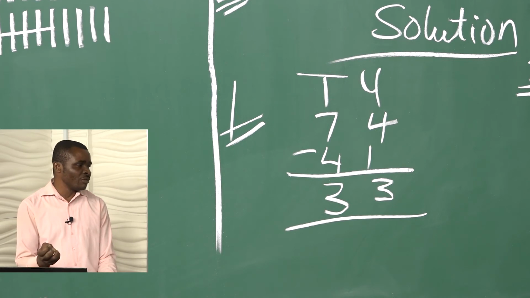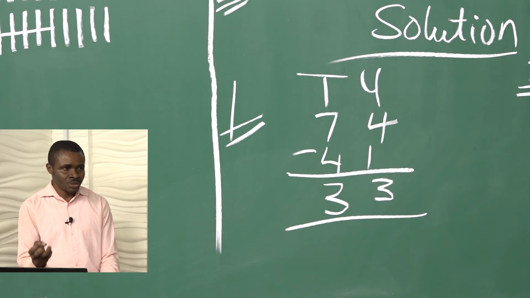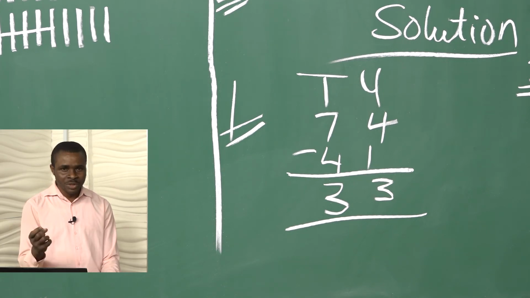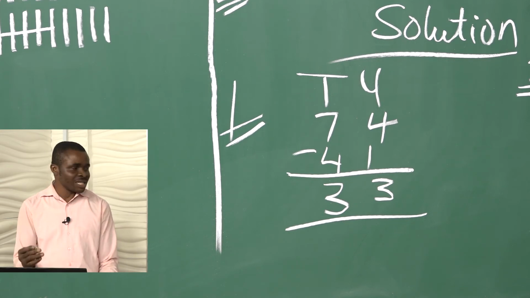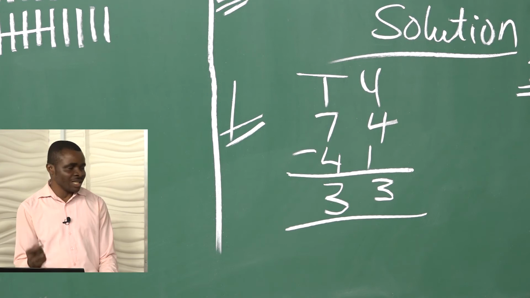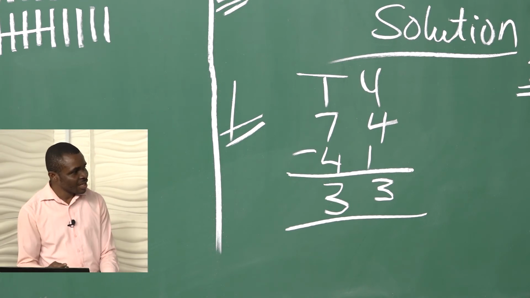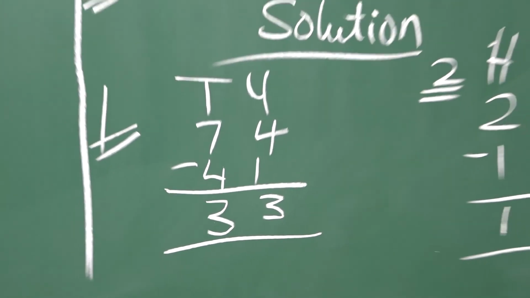Now, after removing the 4, what do you have left? Let's count. 1, 2, and 3. If you do the right thing, you are expected to have 3, which means our final answer to that question is 33. 2-digit number, 33. 3 and 3.